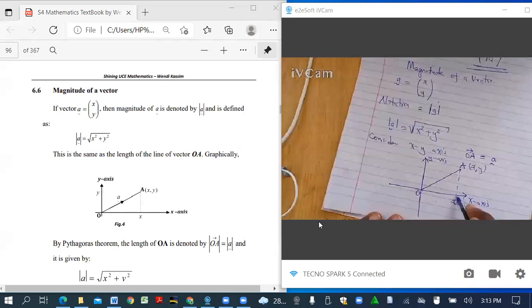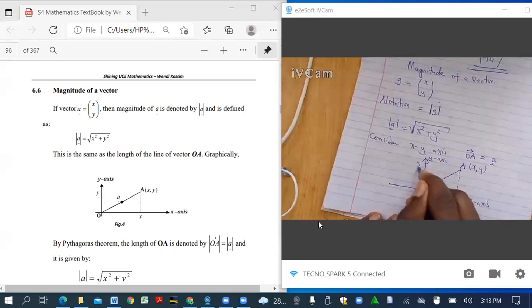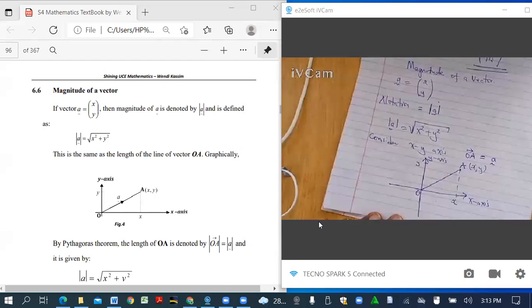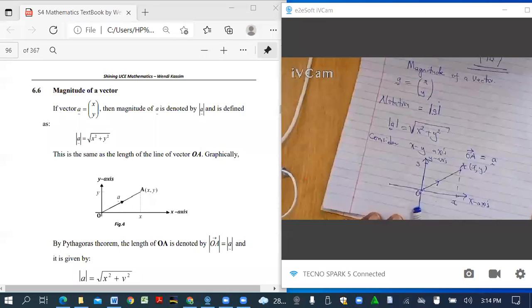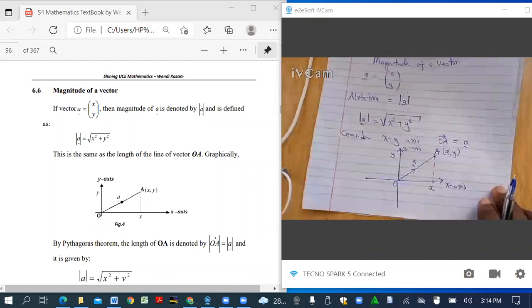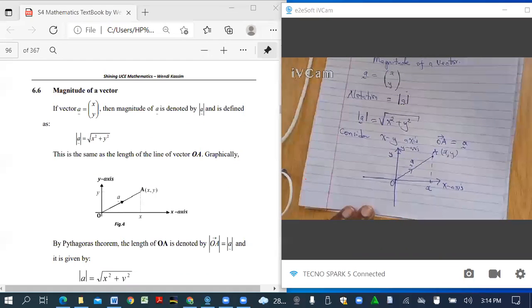Then from here up to here, that distance is y. And this one, OA, is represented by what? Vector A. So when you look at this diagram, what is this figure?